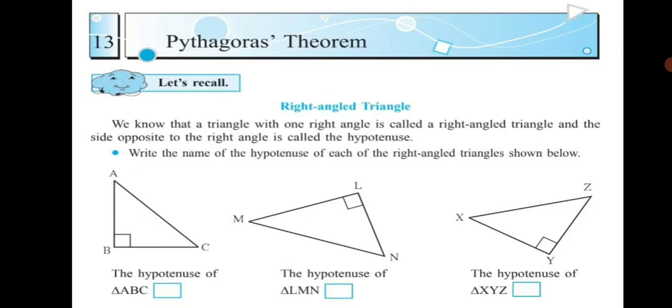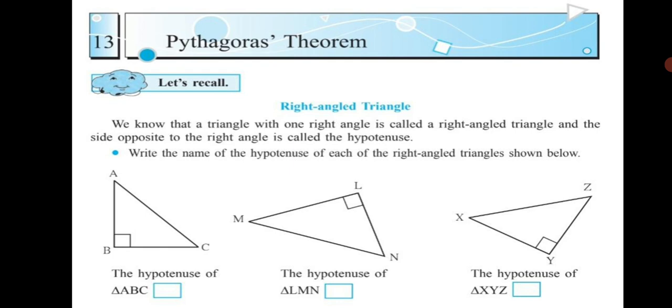Dear students, let's recall the right angled triangle. We know that a triangle with one right angle is called a right angled triangle, and the side opposite to the right angle is called the hypotenuse. Now you have an activity on page 87 of your textbook. All you have to do is write the name of the hypotenuse of each of the right angle triangles shown below. Let's have a look at the first figure.